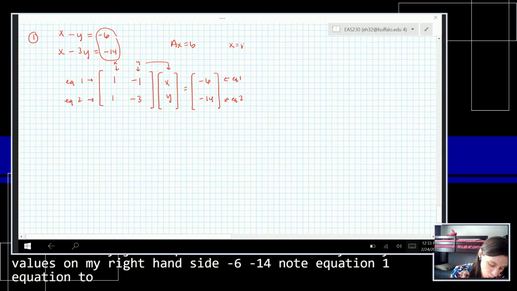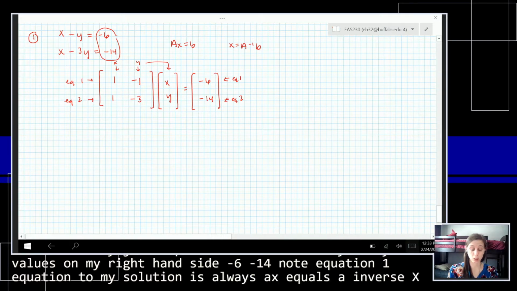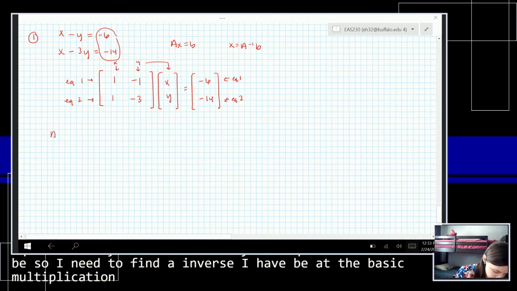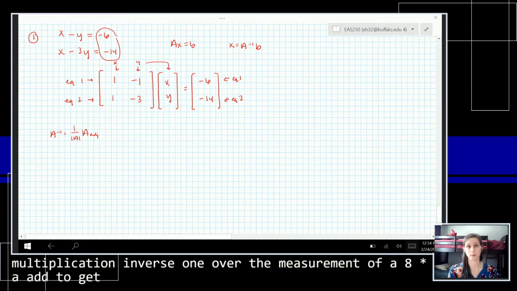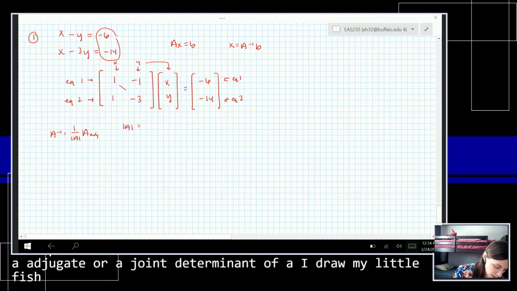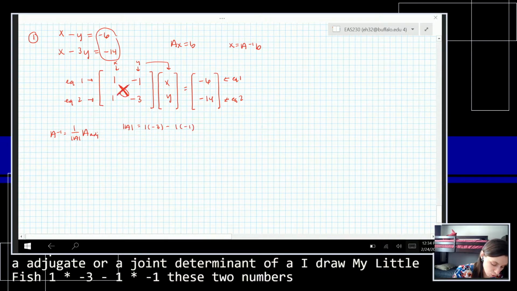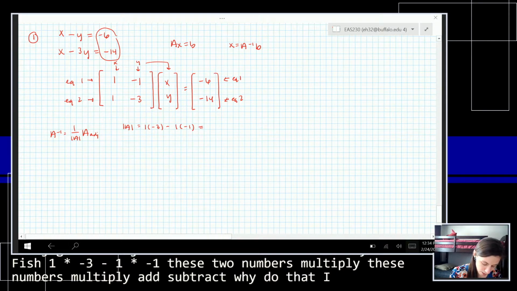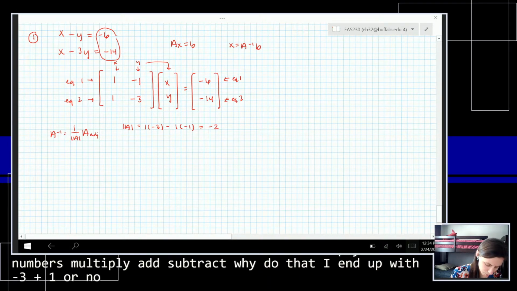My solution is always x equals A inverse times b. So I need to find A inverse. I have b. It's a basic multiplication. A inverse is 1 over the determinant of A times A adjugate or adjoint. Determinant of A. I draw my little fish. 1 times negative 3 minus 1 times negative 1. These two numbers multiplied. These two numbers multiplied. Subtract. When I do that, I end up with minus 3 plus 1, or negative 2.